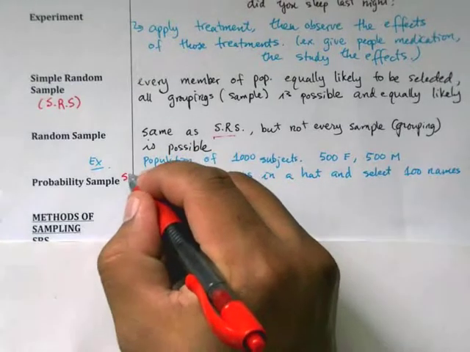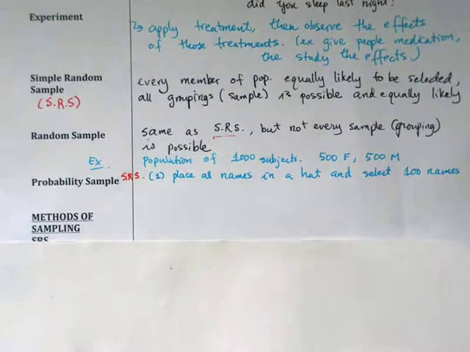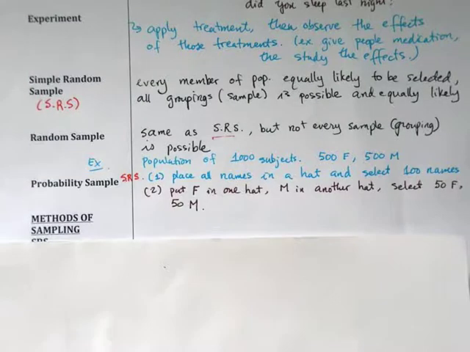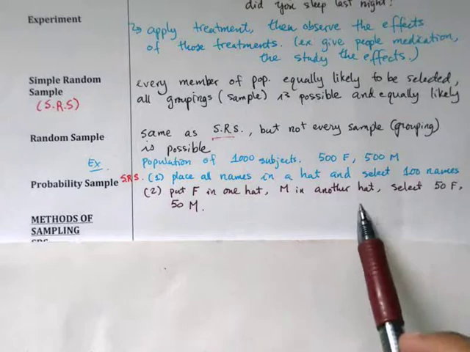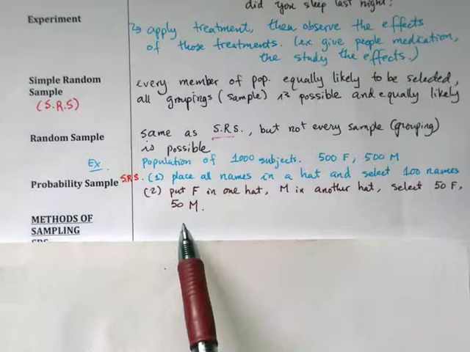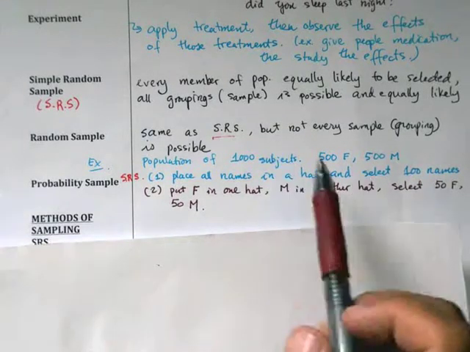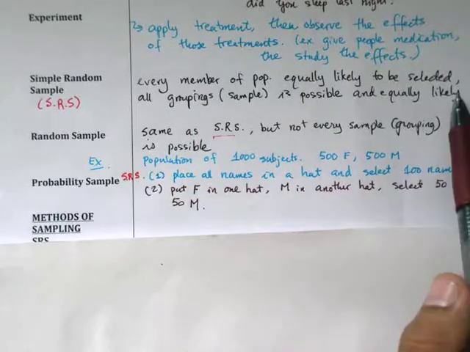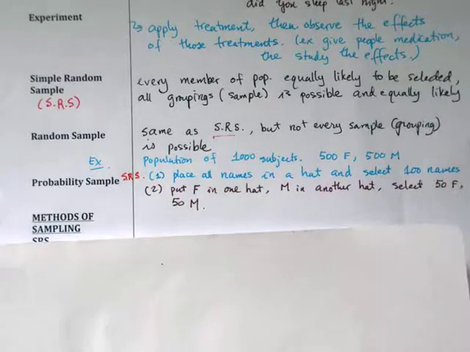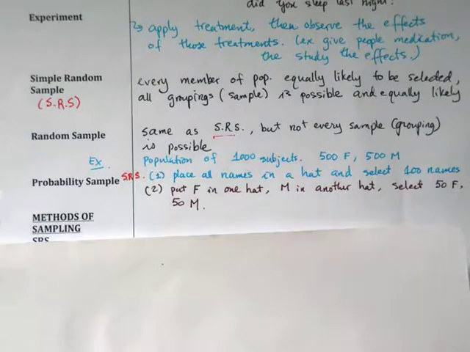Now let's contrast this with the second possibility. I put all the females into one hat, all the males into another hat, and then I select 50 names from the female hat, 50 names from the male hat. This is still a random sample because every member of the population is equally likely to be selected. If you're a man, the probability of you being selected is 50 out of 500, or 10%. If you're a female, the chances of you being selected is also 50 out of 500, so that's also 10%.